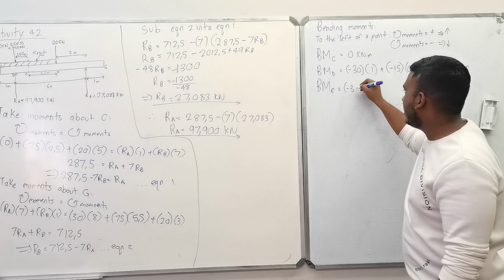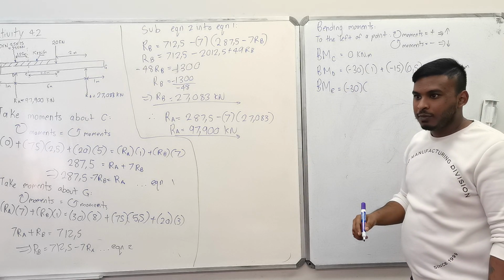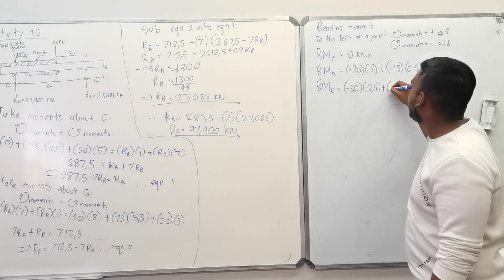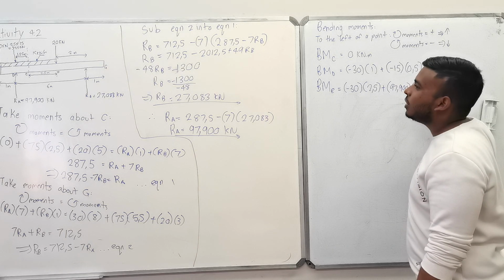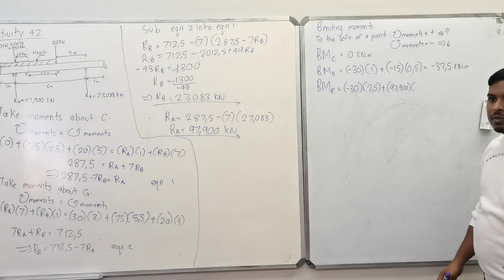So now when you come to your calculation, the first force that acts downwards is the negative 30, right? How far away is that from point E? 2.5 meters. Plus your RA acts up, which is 97.9. And how far away is that from E?